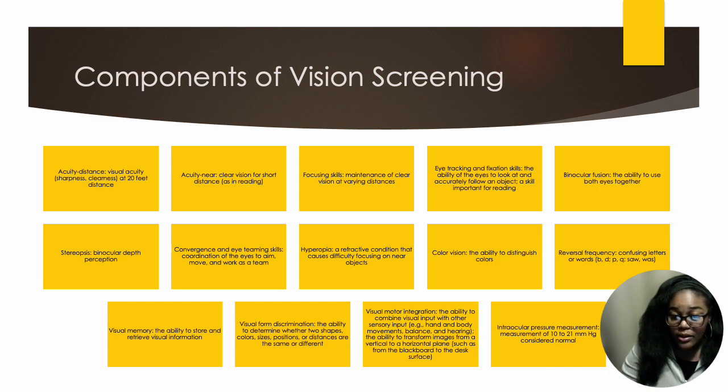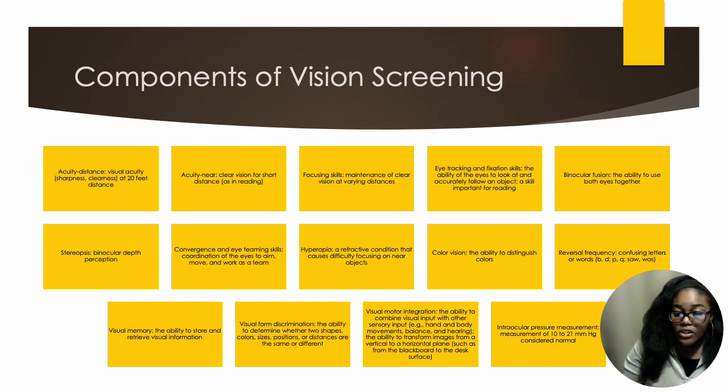You have binocular fusion, which is the ability to use your eyes together. They may look at stereopsis, which is the binocular depth perception. They may look at your convergence, where your eyes can coordinate, and if they can't coordinate, how much do they not move as a team, or how much do your eyes not move together? So they'll look at that as an area to assess your screening. They will look at hyperopia. Again, that's where you have difficulty focusing on near objects. You can see farther away, but you can't see near.